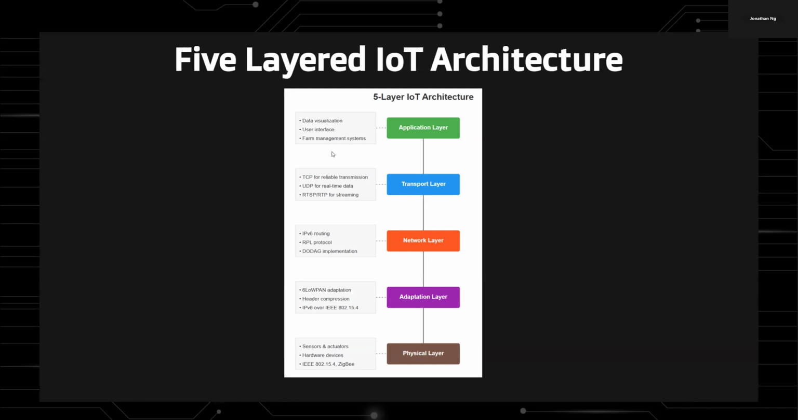For the physical layer, this layer is where data is collected by using sensors such as the soil moisture, the temperature, and pH sensors. These sensors are designed to operate in low-power networks such as IEEE 802.15.4. At the adaptation layer, which is unique to agricultural IoT, this layer enhances data transmission over low-power networks such as ZigBee or LoRaWAN. Then moving on, the network layer, the IPv6 and RPL protocols would handle data transmission. RPL organizes devices in a hierarchical structure known as DODAG to prioritize energy efficiency and reliability.